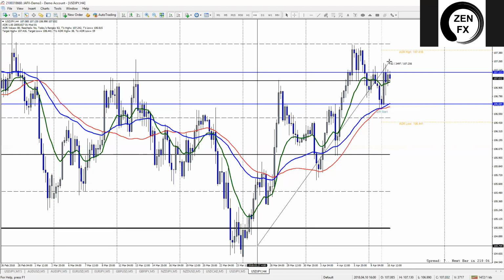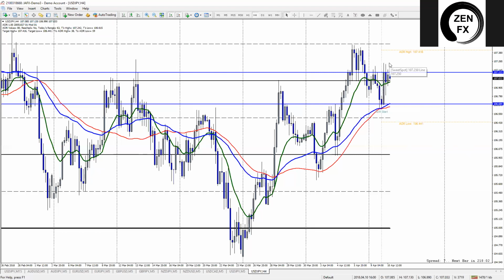UJ is in an uptrend. Okay, this is on our larger time frame. Our major player, the one that we want to trade with, is in an overall uptrend. So the overall trend is up.